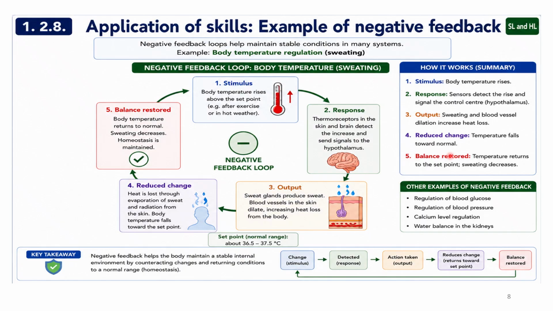Similar feedback mechanisms regulate blood glucose levels, blood pressure, calcium concentration, and water balance in the kidneys, ensuring that the body's internal environment remains stable despite changing external conditions.